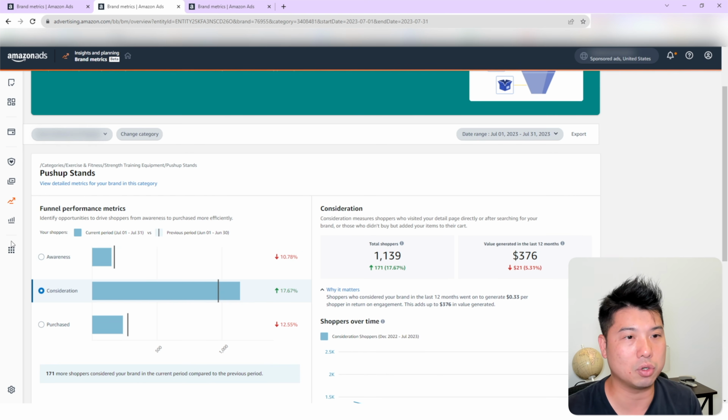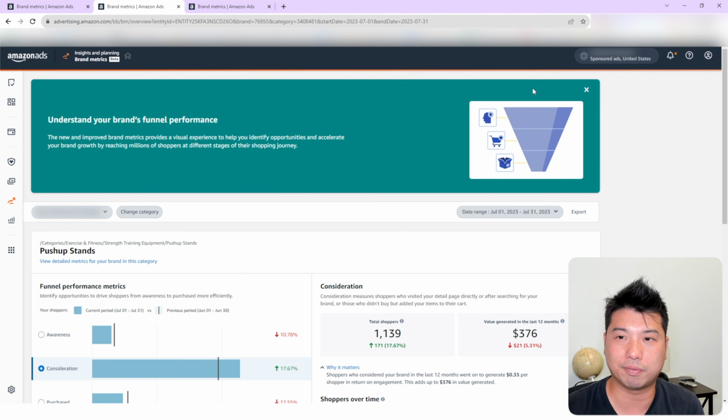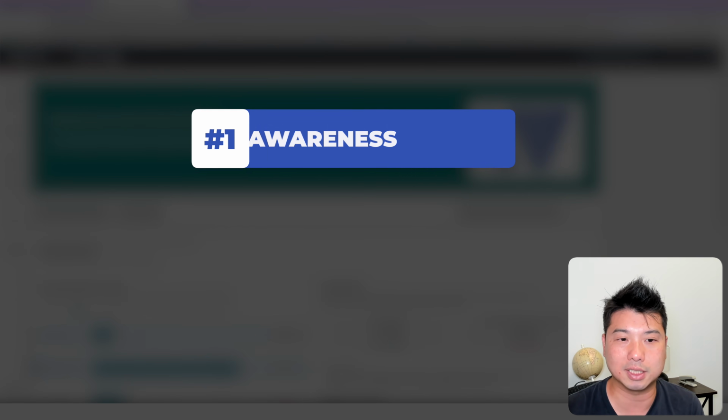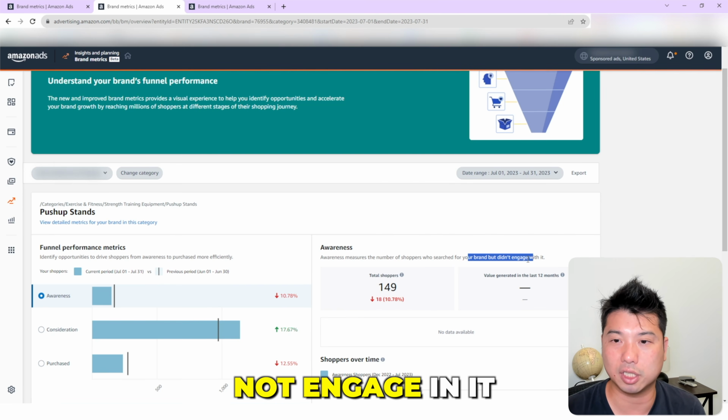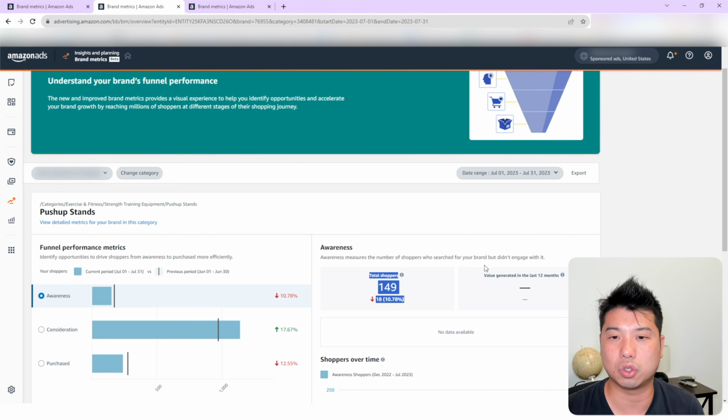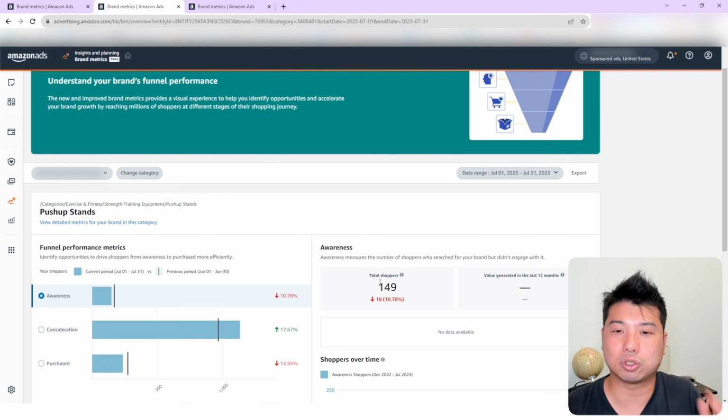So a few things that we need to know. Awareness, consideration, purchase. Basically it would be like this visualization of a funnel right here. Awareness is basically somebody searching your brand, but in this particular instance, not engaging with it, as in does not click into your listing page. So normally if somebody searches for your brand, the chances are they'll click on your brand's listing, but sometimes they don't.